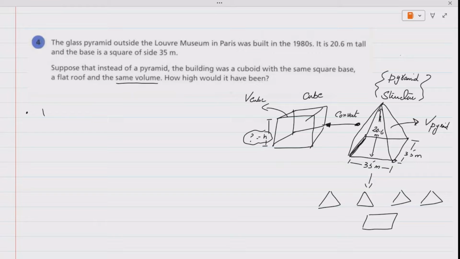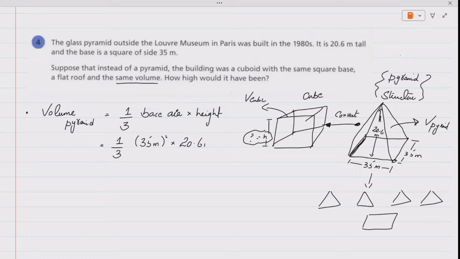So first of all, let's find the volume of a pyramid. I am writing in subscript pyramid. So volume of a pyramid is 1 upon 3, right? Base area multiplied by the height. So we have 1 upon 3. Base area is 35 meter and 35 meter, so 35 meter square, right? Multiplied by our height, which is 20.6 meter.